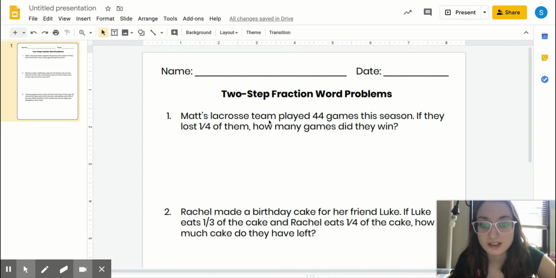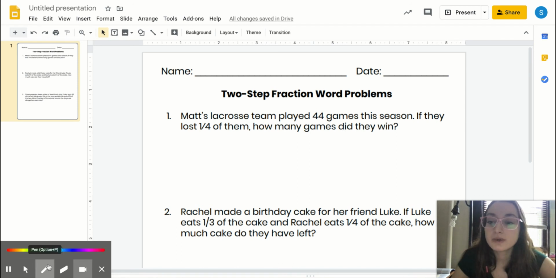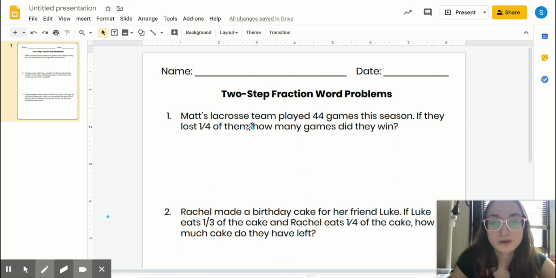Matt's lacrosse team played 44 games this season. If they lost 1/4 of them, how many games did they win? Okay, so we need to think about what this question is asking us to figure out. If they lost 1/4 of the games, how many games did they win? I'm going to underline my question. How many games did they win?